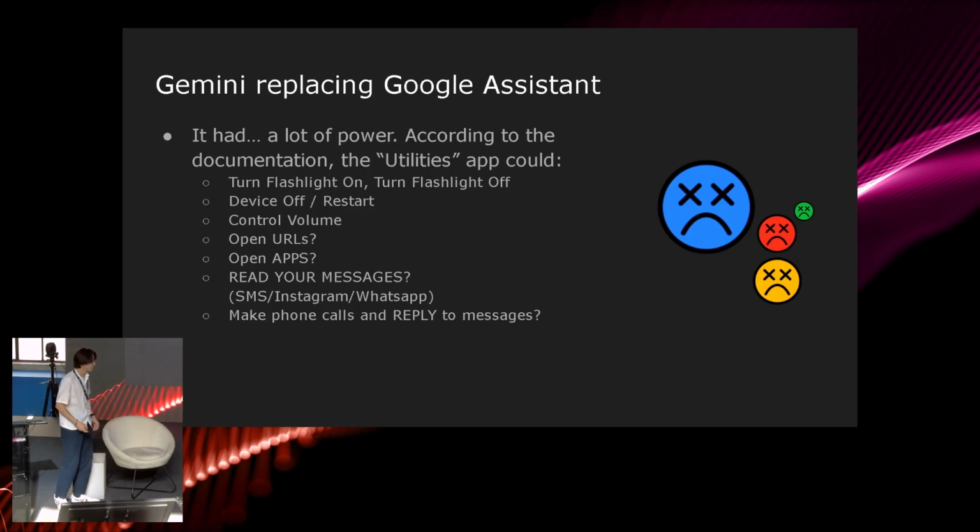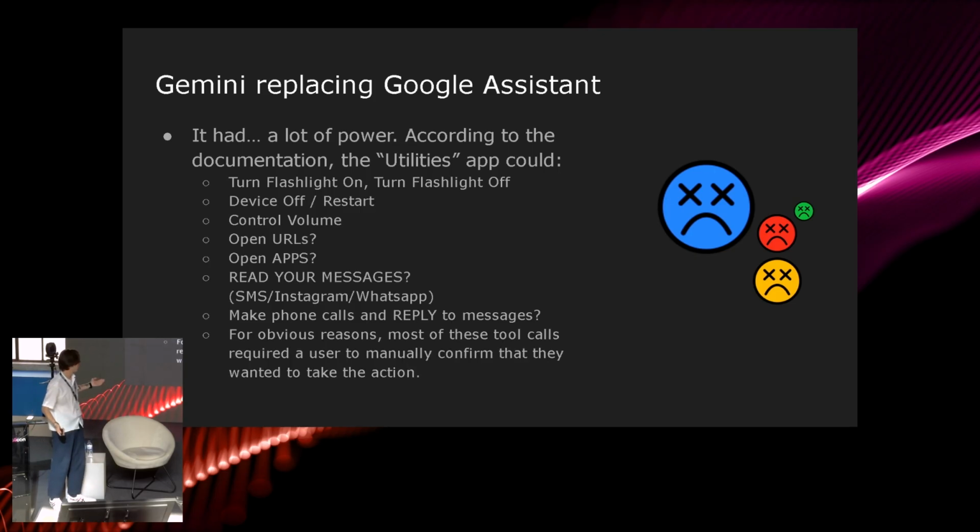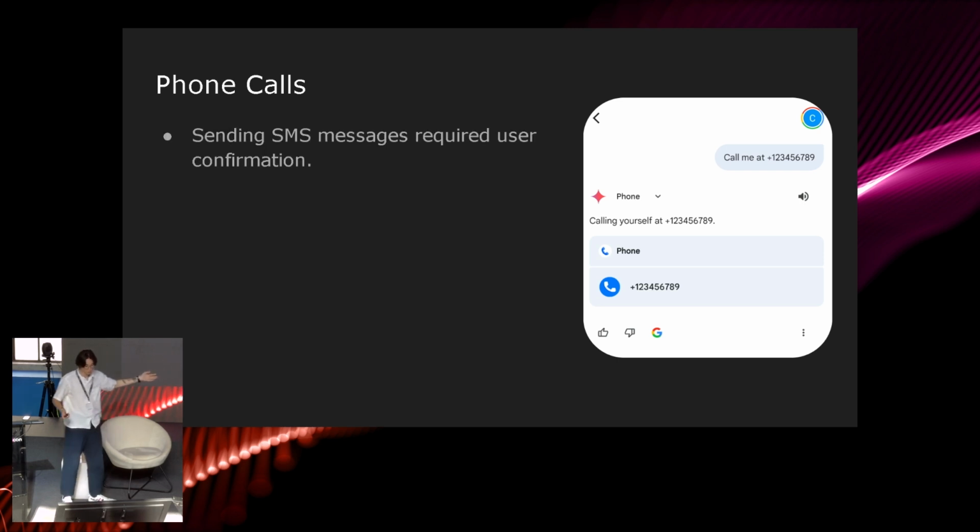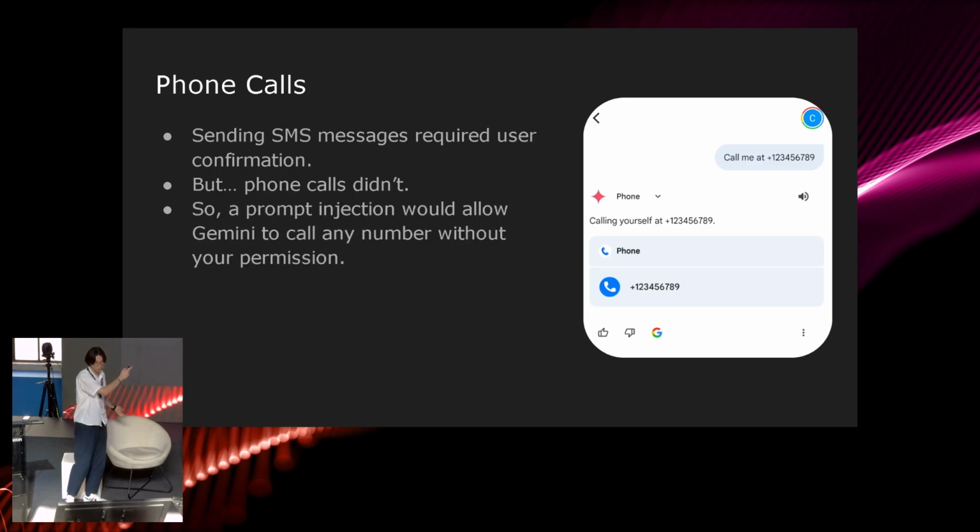So this is like, what were they thinking? For obvious reasons, most of the tools had a secondary confirmation, like, would you like to do this? Except phone calls didn't. So you could say, call me at 1, 2, 3, 4, 5, 6, 7, 8, 9. No confirmation, it would just call. So sending SMS messages did have this dialogue, but phone didn't. So a prompt injection in Gemini would mean that you could call any number without the person's permission. Which brings us to the next problem: how do you make it send this value?